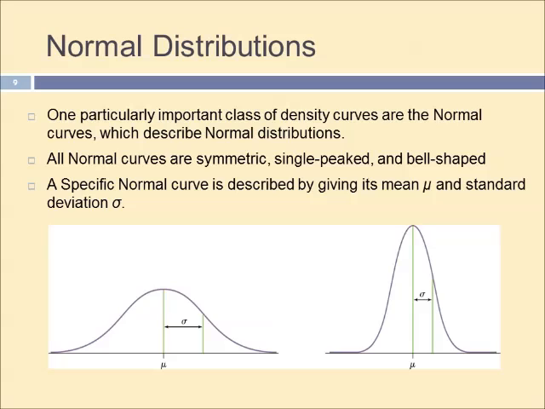Now, one particularly important class of density curves are called the normal curves, which describe normal distributions. All normal curves are symmetric, single-peaked, and bell-shaped. A specific normal curve is described by giving its mean, mu, and standard deviation, sigma. Note, there are very many variables which can be approximated using a normal distribution, such as heights of people, weights, very many biological variables follow a normal distribution. In addition, the normal distribution is useful for other parts of statistics that we'll talk about later.